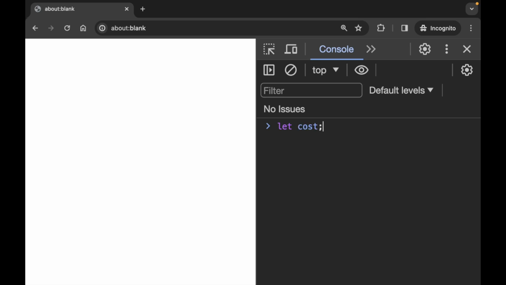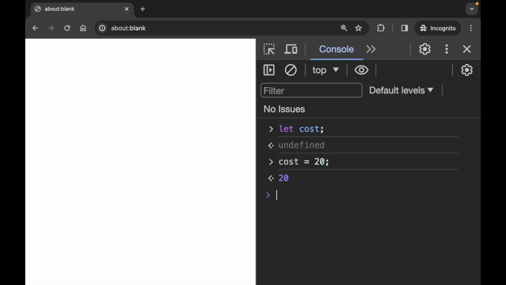So let's declare a variable and call this cost. Now notice, as I run this, cost is undefined. This creates a new variable called cost, and this let declaration doesn't have a value, so it is undefined. Since we have created this variable, we can now say cost is equal to, let's say, 20. And notice now cost is saved as 20.